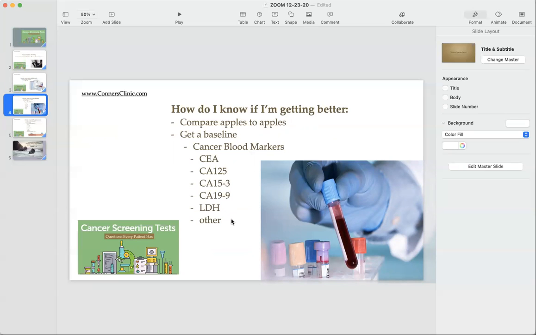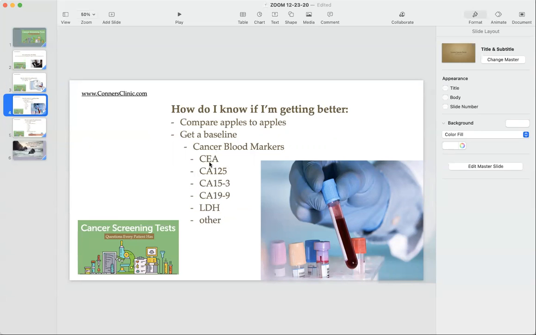The last several months, we've had this question come up about cancer blood marker tests. We have a blog post about different blood tests for cancer patients. Please utilize the blog and search for that. But here are some of the cancer marker tests. These are blood tests that are common. There are others, but these are some common ones.